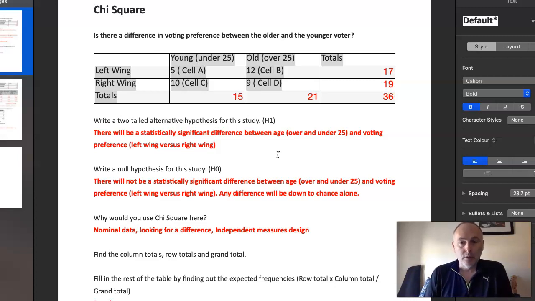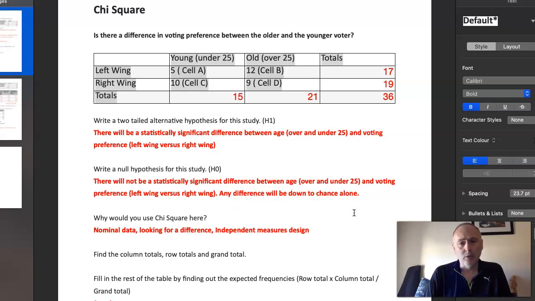But things don't always work out in psychology. You always have to have a backup plan. So we always have a null hypothesis, which simply states that there's not going to be a difference, or if there is going to be a difference, it's not going to be due to age. It's going to be some other factor, or simply a chance occurrence because of this particular study design. So a null hypothesis is this: there will not be a statistically significant difference between age and voting preference. And we always stick this little bit in at the end: any difference will be down to chance alone.